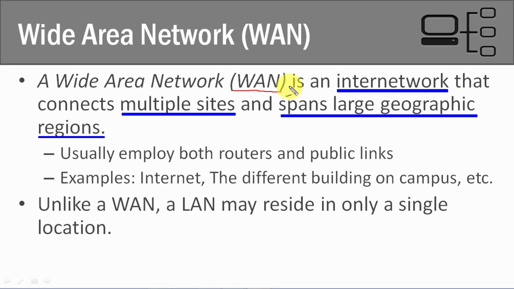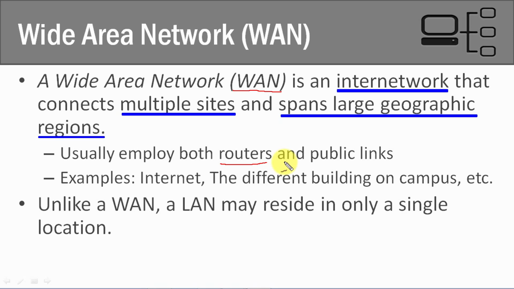Now, when we are talking about wide area networks, they usually employ routers. And so if you see a router in the network and a router connects one device to another, then you're usually talking about either an internetwork or a WAN.